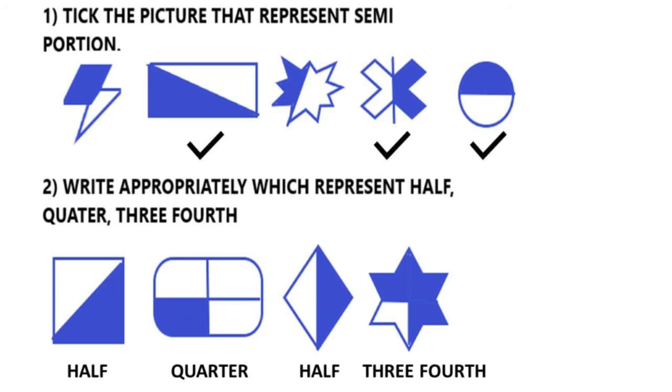Third one, a parallelogram is shaded half. So we can write it as half. Fourth one, a star has been divided into 4 equal parts and 3 portions are shaded. So we have to write 3/4.